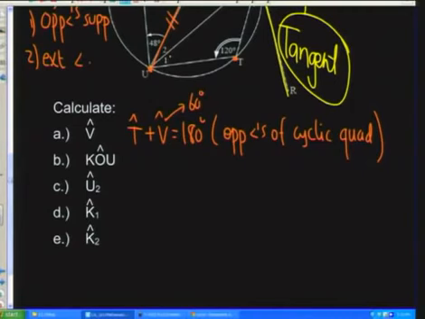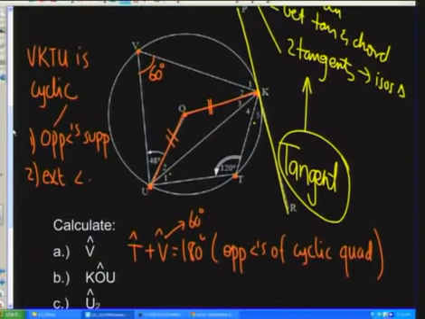Okay, next one is KOU. KOU is this angle, and KOU comes from the circumference. I'm not changing my circumference, I'm subtending to the circle, and therefore there's a 1 to 2 relationship. The angle at the center is always double the angle at circumference. So that would be 120 degrees. So that would be KOU.